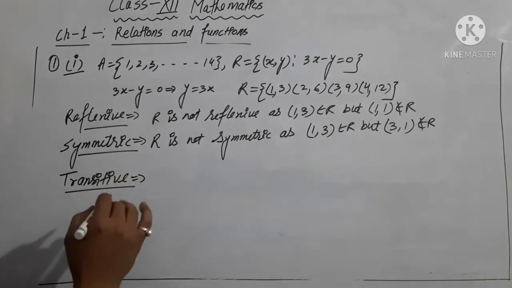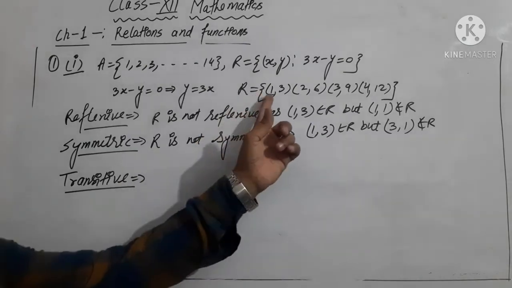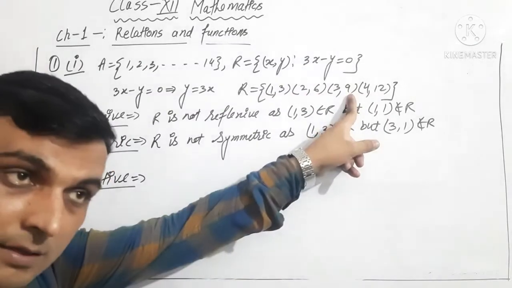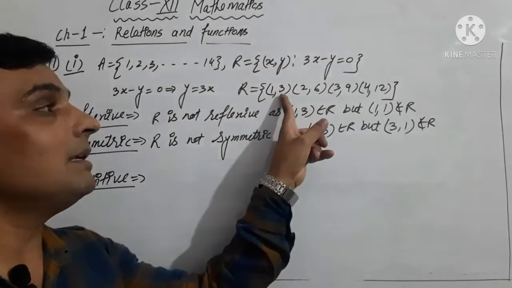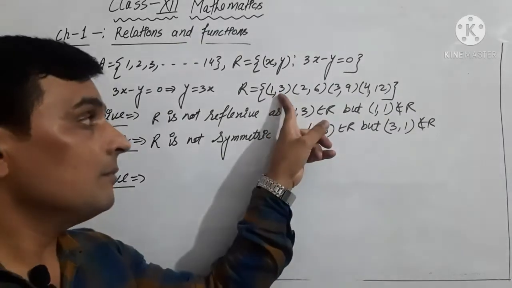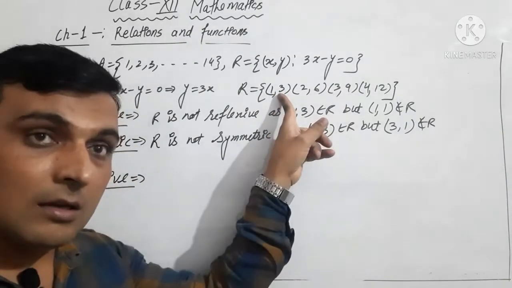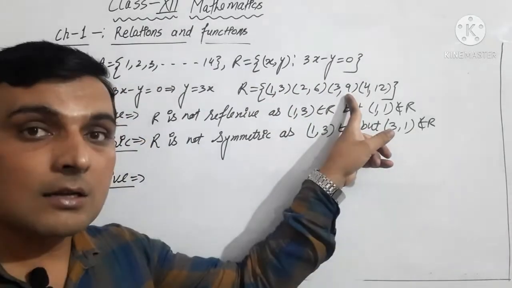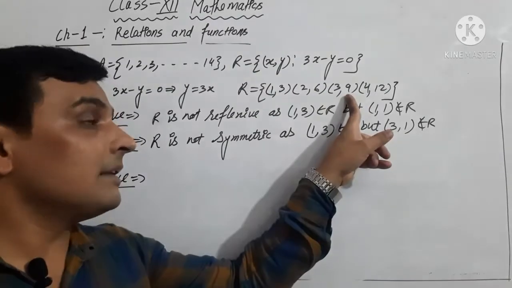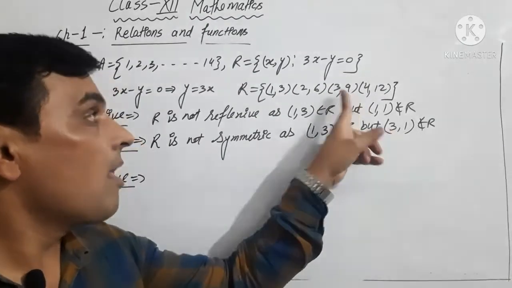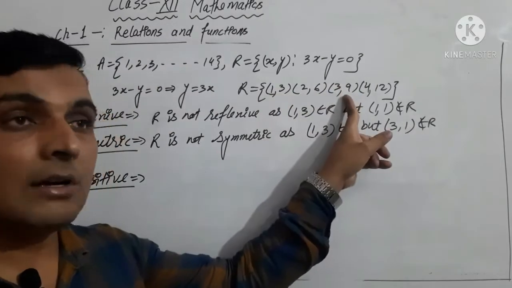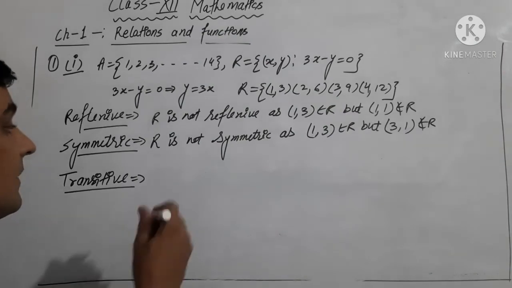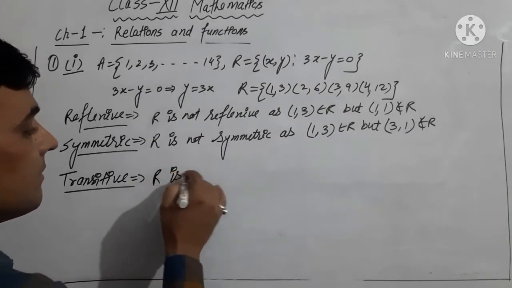For a transitive relation, if A comma B belongs to R and B comma C belongs to R, then A comma C should also belong to R. Suppose A is 1 and B is 3, then A comma B belongs to R and B comma C belongs to R. Now we have to check whether A comma C also belongs to R or not. A comma C is 1 comma 9. 1 comma 9 does not belong to R, so R is not transitive.